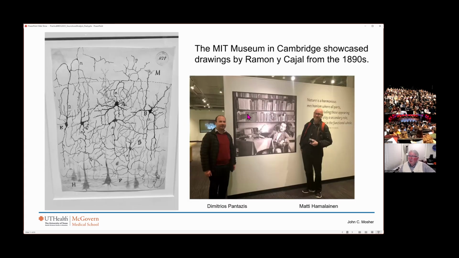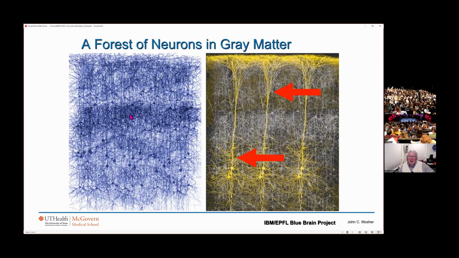And just by the way, Matti Hämäläinen and Dimitris Pantazis, I got a chance to see Ramon Cajal's drawings when MIT had a special hosting of it. It's fascinating to see what he was drawing with shades of gray and ink, back in the 1880s, to really detail what was being seen, at that time, new insights into the cortex. If you ever get a chance to see the drawings, they're fun to look at. But basically he sets up this forest of neurons in the gray matter.